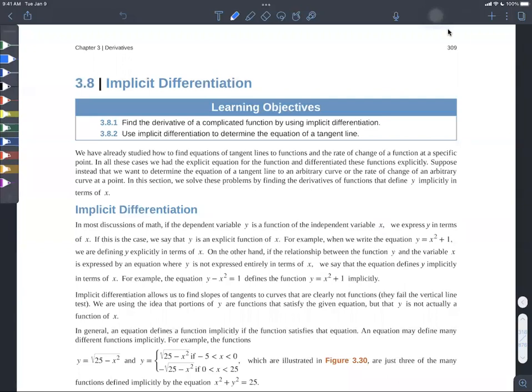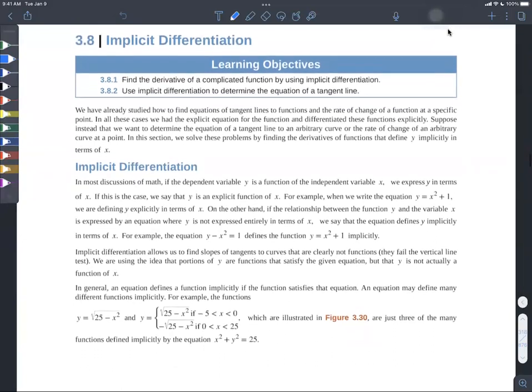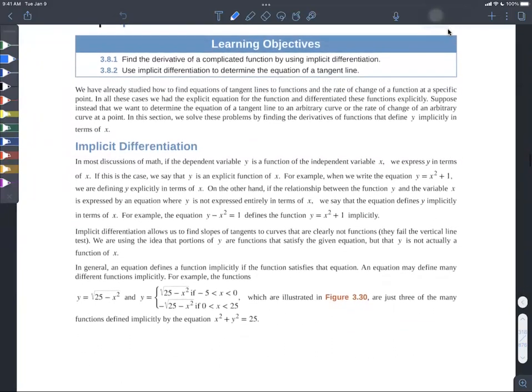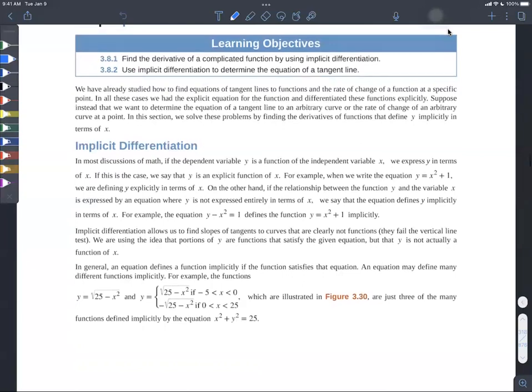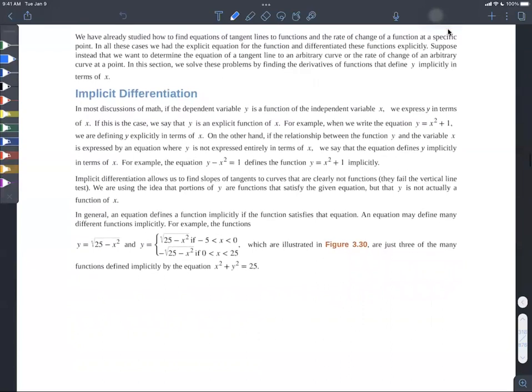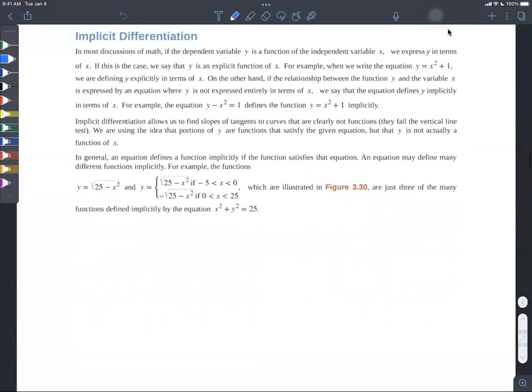We have already studied how to find equations of tangent lines to functions and the rate of change of a function at a specific point. In all these cases, we had the explicit equation for the function and differentiated these functions explicitly. Suppose instead we want to determine the equation of a tangent line to an arbitrary curve or the rate of change of an arbitrary curve at a point. In this section, we solve these problems by finding the derivative of functions that define y implicitly in terms of x. There's a lot there in that paragraph, but we're going to break it all down in the rest of the section.